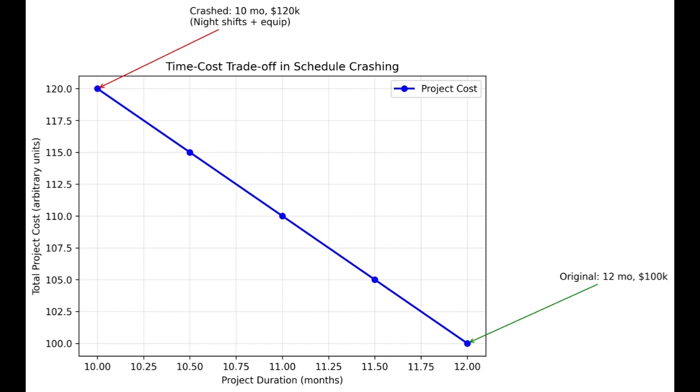Some trade-off examples are given here. The first one is time versus cost, example: crashing schedule. To finish a project 2 months earlier, the contractor adds night shifts and more equipment. Benefit is meets a strict deadline, avoids liquidated damages, may earn early completion bonus. Now coming to the trade-off: labor, equipment, supervision, and rework costs rise. Overall project cost increases. That is the cost impact. So that is one example of time versus cost.